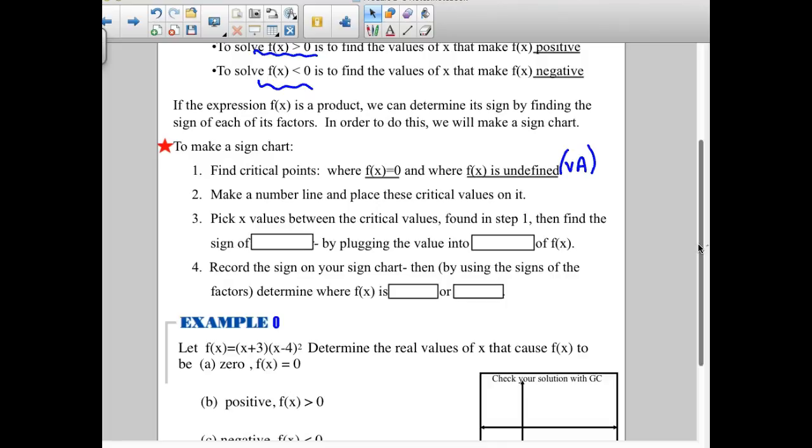smallest to largest. Okay. Our next step is to pick a value in between those critical points and on either end of them. So in other words, our critical points are taking our number line and splitting it into little interval chunks. We need to pick a number in each of those intervals. And what we're going to do is we're going to plug it back in, and we're going to look at each of the factors. Does it end up being positive or negative?